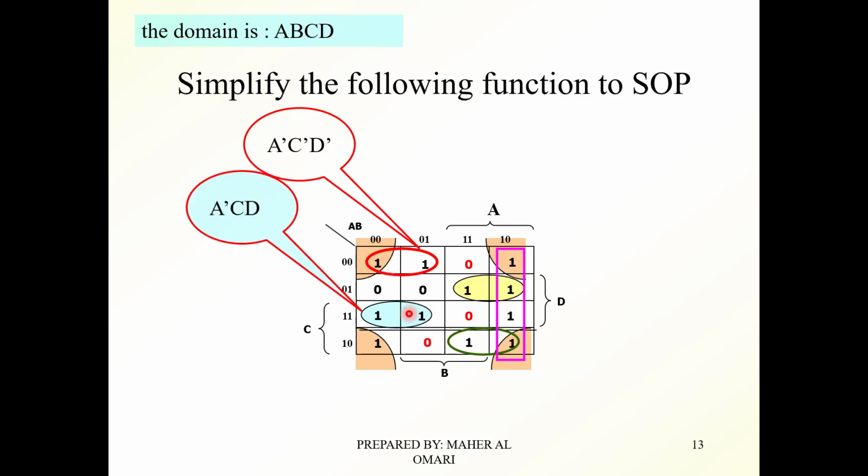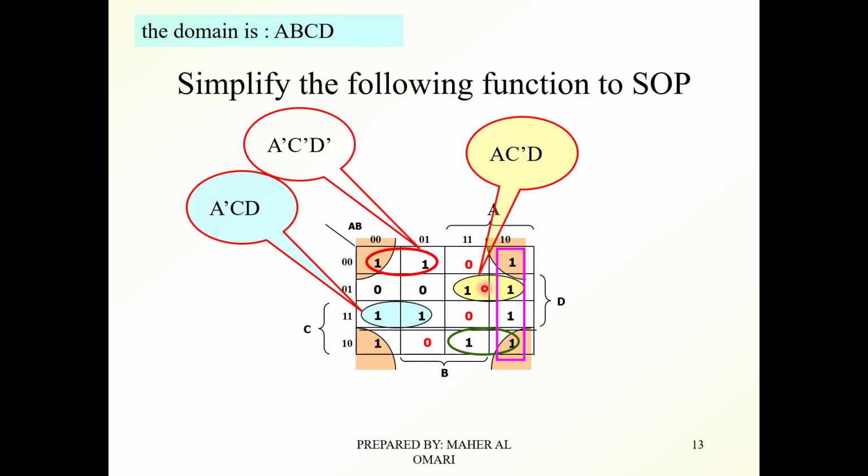In this group, we have A, 0 here and 0 here, so it stays A bar. C has a value of 1 in both cells, so it's C. D also has a value of 1 here and here. What has changed is B. B is 1 here and 0 here, so it is eliminated using the unifying theorem.